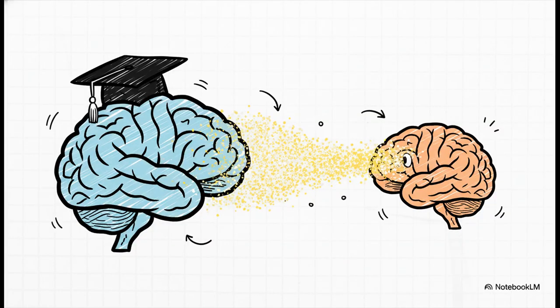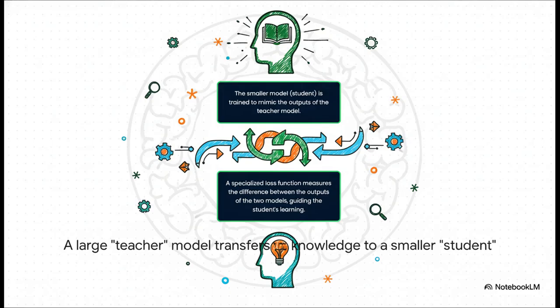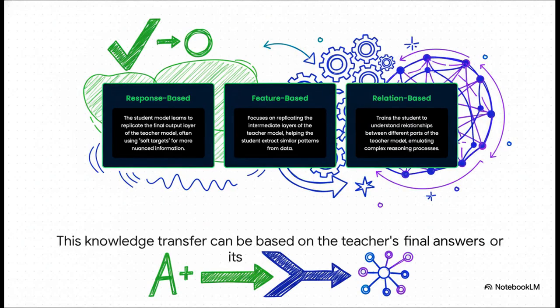First up, we have distillation. And honestly, the best way to think about this is like a wise, experienced teacher passing down a lifetime of knowledge to a really bright student. So you see here, you've got this massive, super smart teacher model that's already been trained on everything. What it does is it guides this smaller student model. The student learns to copy the teacher's answers and reasoning, essentially compressing all that knowledge into a much smaller, more efficient package.